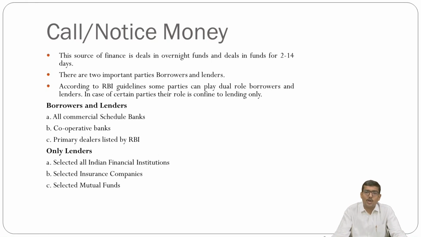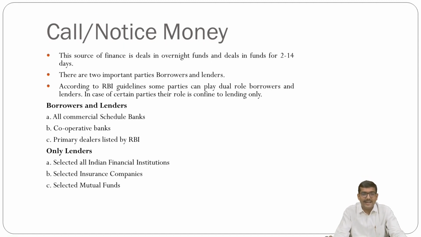Is it clear, my dear friends? Then moving towards call or notice money. This source of finance deals in overnight funds and in funds for 2 to 14 days. The maximum time limit is 14 days, my dear friends, and the minimum is 2. There are two important parties, borrowers and lenders. According to the RBI, the Reserve Bank of India guidelines, some parties can play the dual role of borrowers and lenders. In the case of certain parties, their role is confined to lending only, not borrowing.